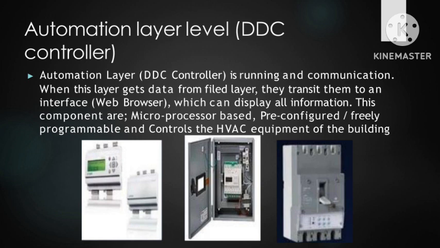When data is received from the field layer, the DDC controller transmits it to an interface, often a web browser, capable of displaying all relevant information. Key characteristics of this component include being microprocessor-based, pre-configured or freely programmable, and tasked with controlling the HVAC equipment of the building. Essentially, the DDC controller serves as the intermediary between the field layer and the management level, ensuring seamless data transmission and control functionality.